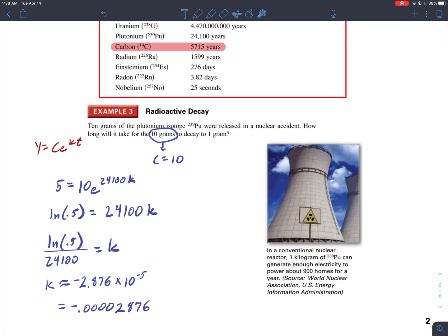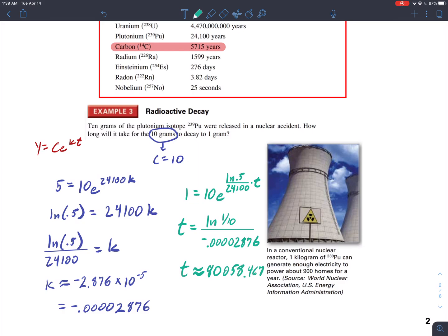All right, so now our job is to go on and say how long will it take? So find t when y is 1. So if I set y to be 1 equals 10 e to the ln of 0.5 over 24,100 times t, my job is to solve for t. Again, pre-calc. Divide by 10, divide by this k value, and I've got t. All right, so t would be equal to ln of 1/10 over, I'm going to go ahead and write the decimal for k, negative 0.00002876. And if I solve for t, I get 80,058.467 years.